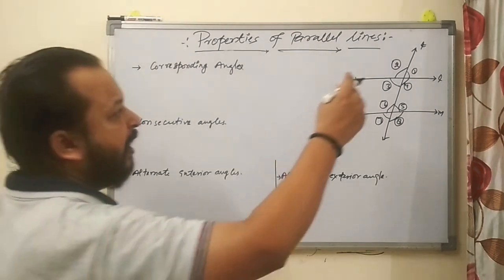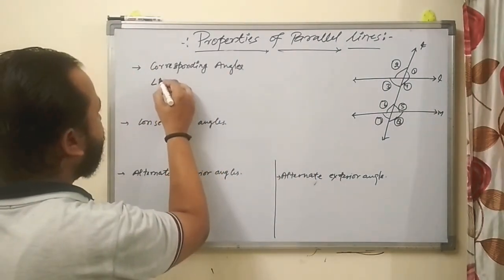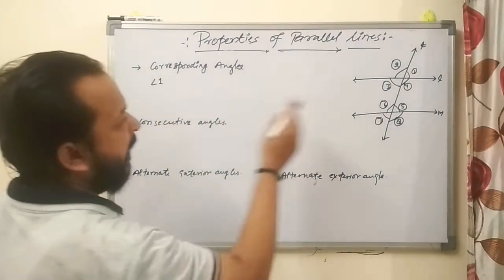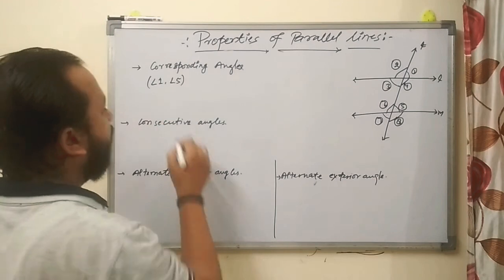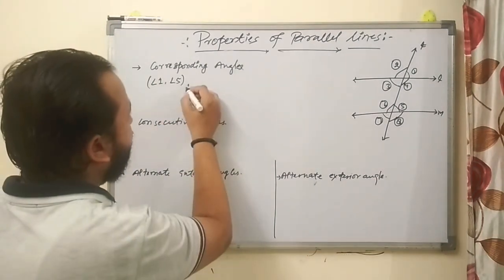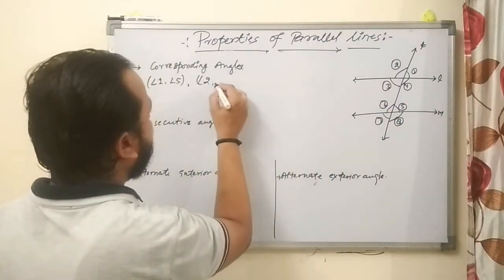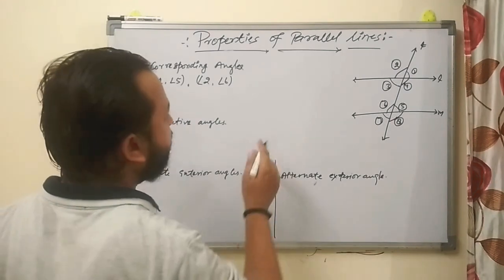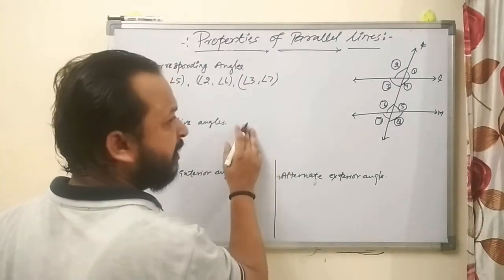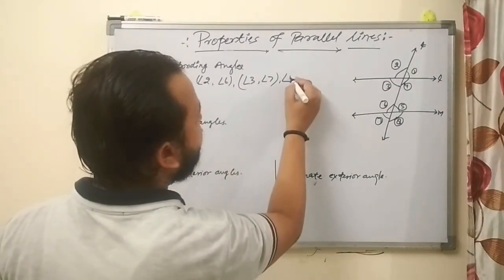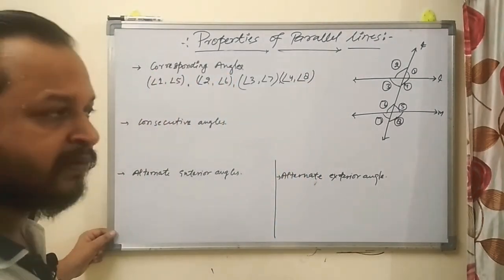So yeah, look carefully. I'm making the pairs first. Angle 1 and angle 5 are corresponding to each other. In the second pair, likewise, angle 2 and angle 6 are also corresponding to each other. In the same way, angle 3 and angle 7 are also corresponding to each other, and angle 4 and angle 8, they are also corresponding to each other.